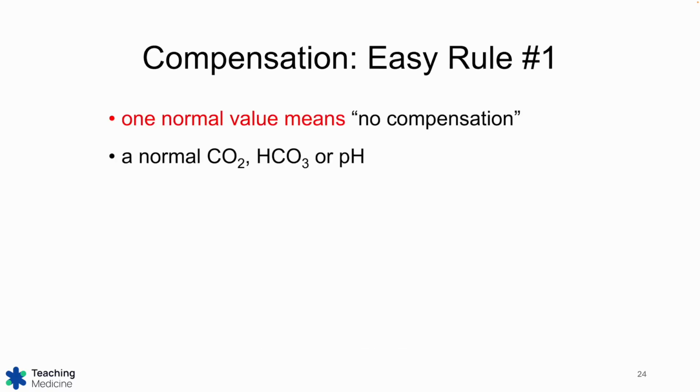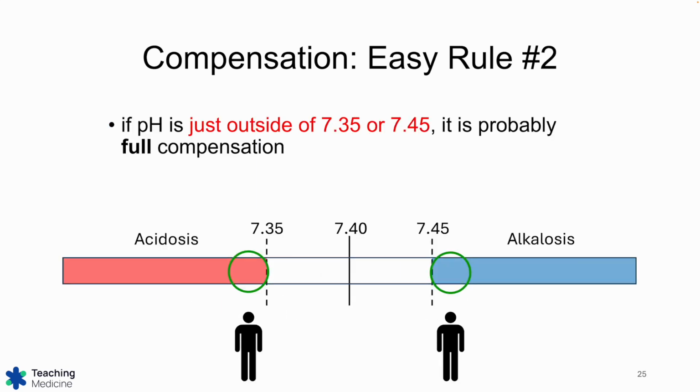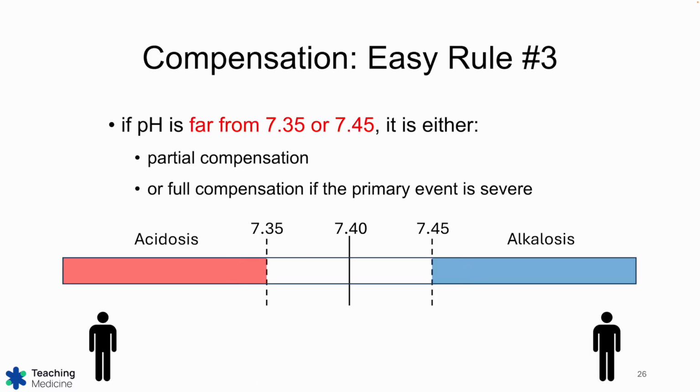So, quick reminder, easy rule number 1, any normal value means no compensation. Rule number 2, if your pH is just outside of the normal range, it's probably full compensation, unless, of course, easy rule number 1 said that there's a normal value somewhere. And easy rule number 3, if the pH is really far from normal, it's probably partial compensation or you have a very severe primary event.